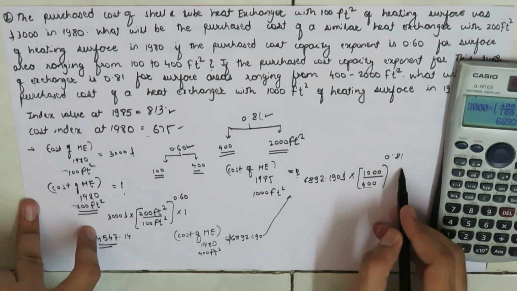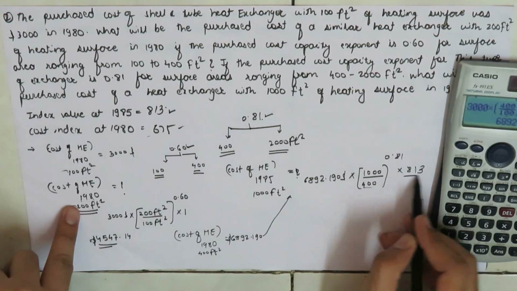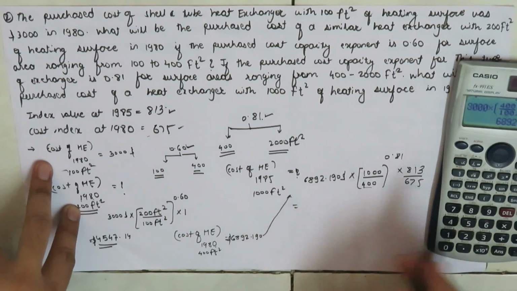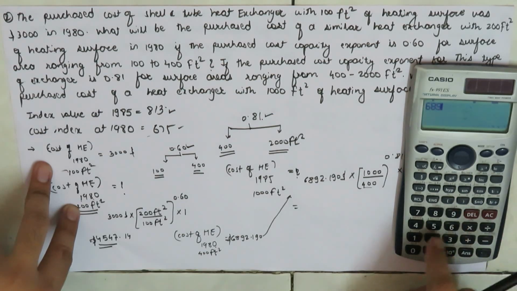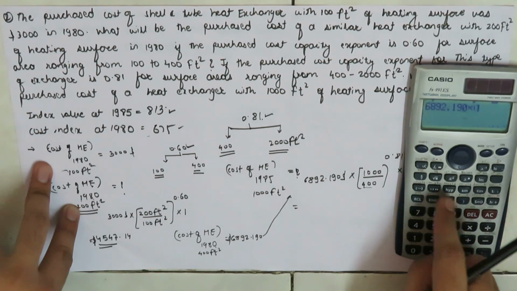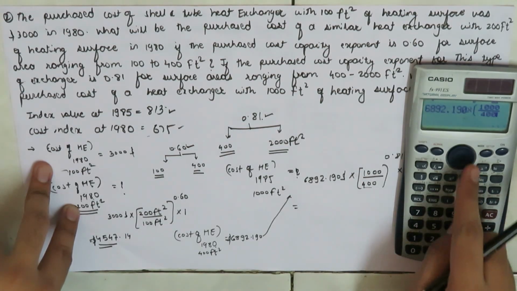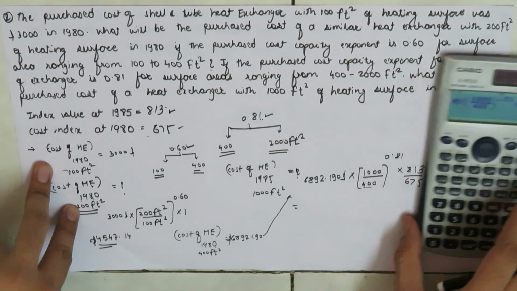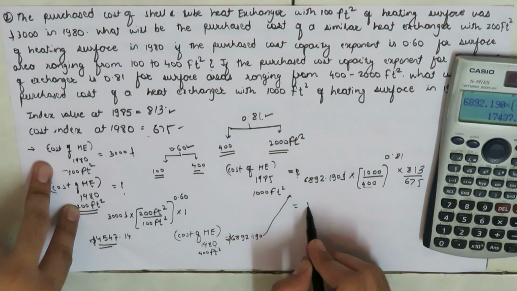So 0.81 into the index value at present, the index value at 1985, which is 813, over the index value at 1980, which is 675. So this will be our 6892.190 times 1000 by 400 to the power 0.81 times 813 over 675.